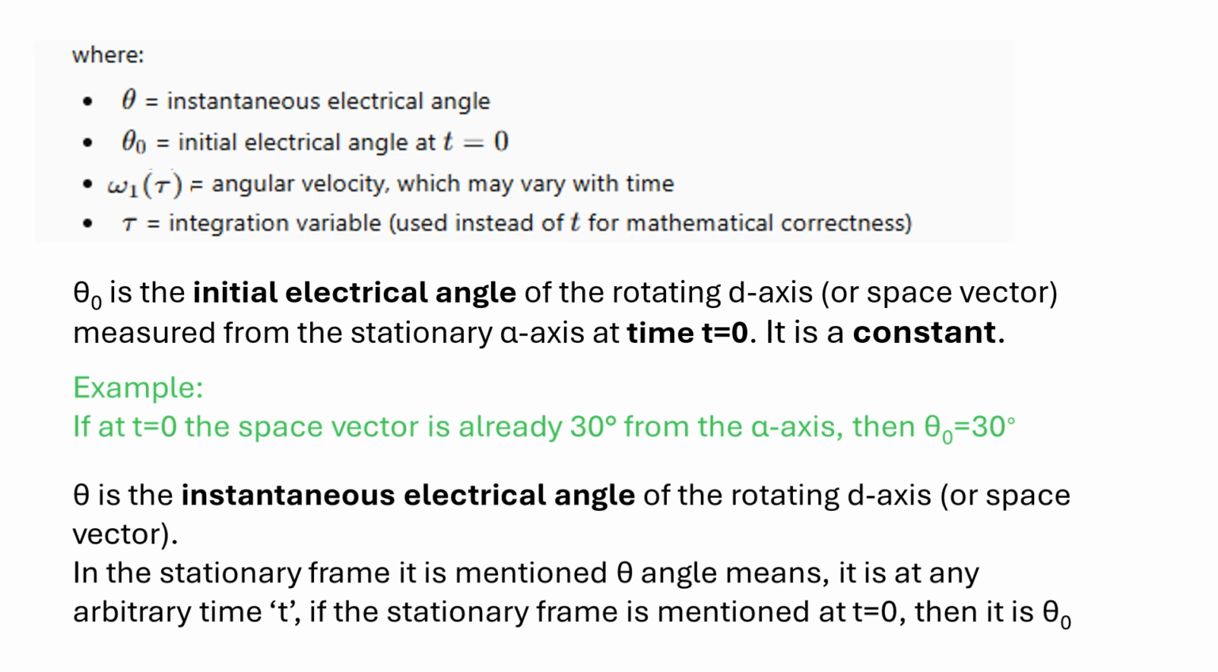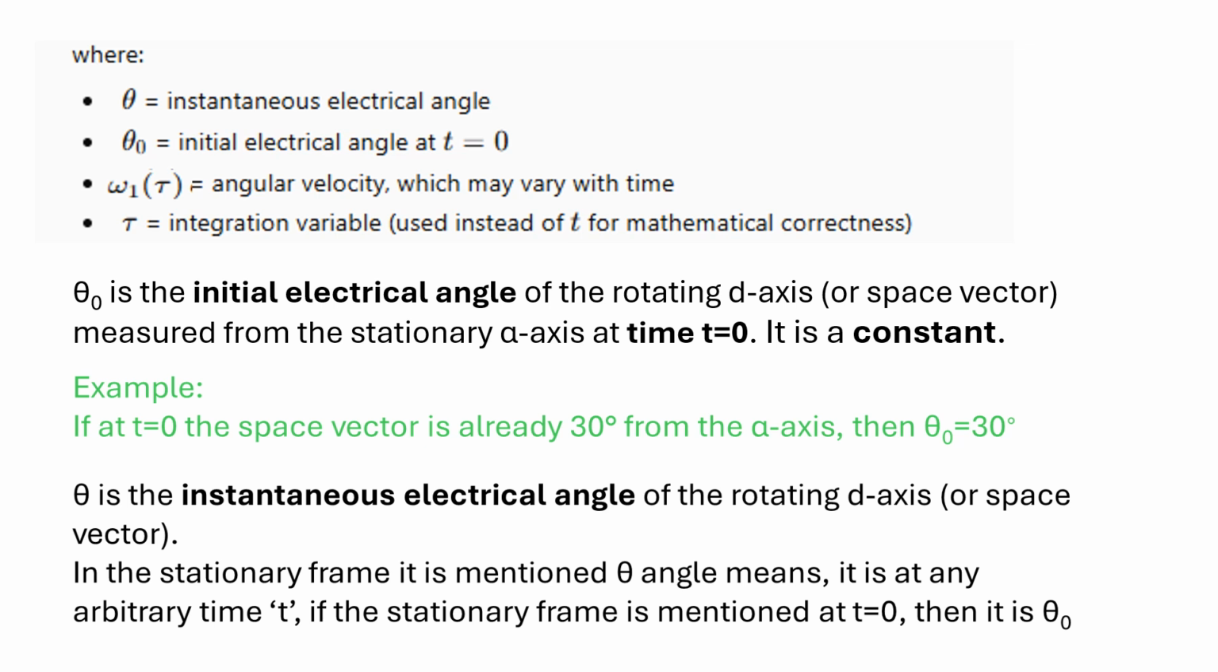What is this theta naught, initial electrical angle, that we have discussed in the before slide? This is the initial angle of the rotating d axis measured from the stationary alpha at time t equal to 0. Assume at time t equal to 0, the angle is 30 degree from alpha axis, then theta naught equals 30 degree. So you have to add this 30 degree with integral of omega 1 tau d tau to get the overall angle.